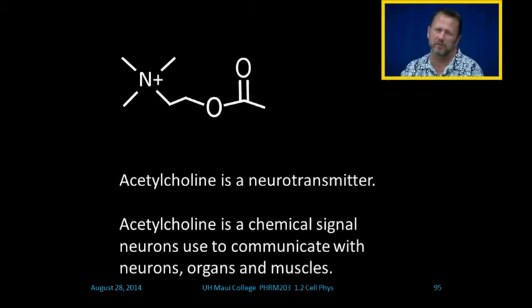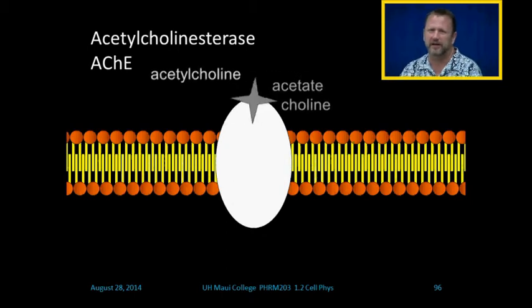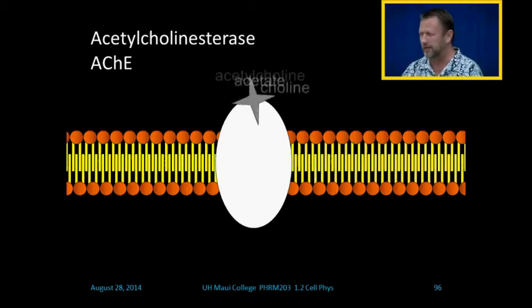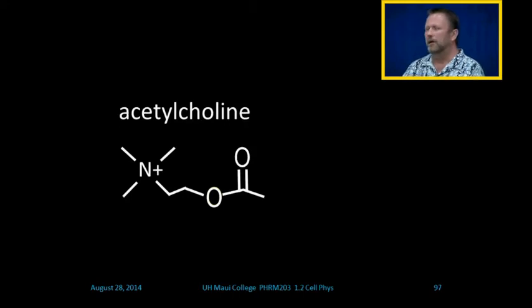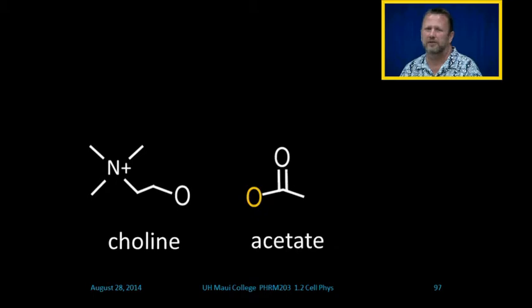Acetylcholine is a neurotransmitter that neurons use to communicate with muscles. It's used in the neuromuscular junction. We'll talk all about that later. And remember, acetylcholinesterase is going to take acetylcholine and break it down into acetate and choline. And we used to leave it like that, but I just wanted you to understand chains of amino acids and how they form machines. So there's my acetylcholine, and it's going to get divided.